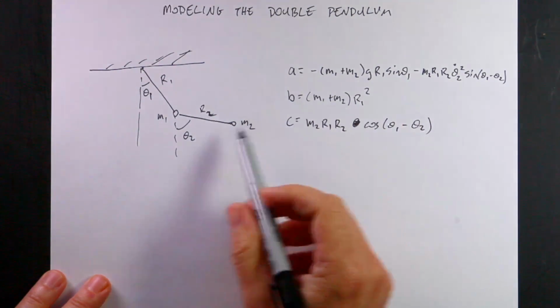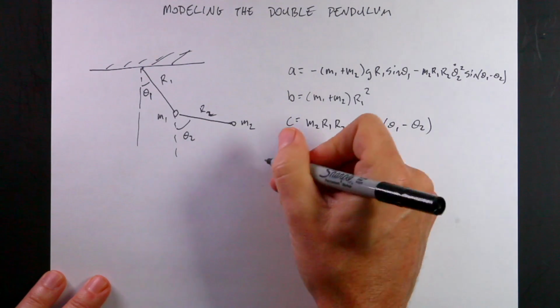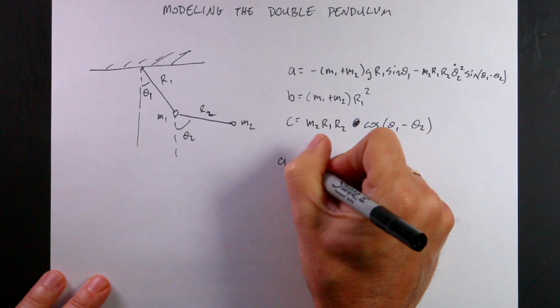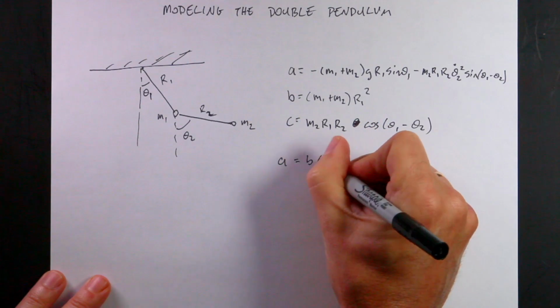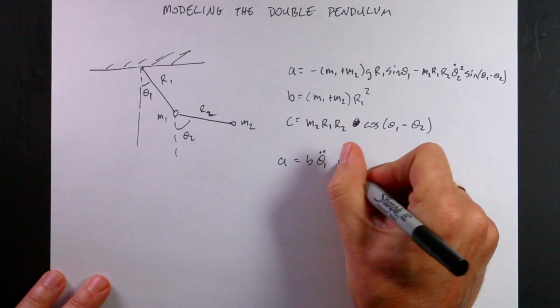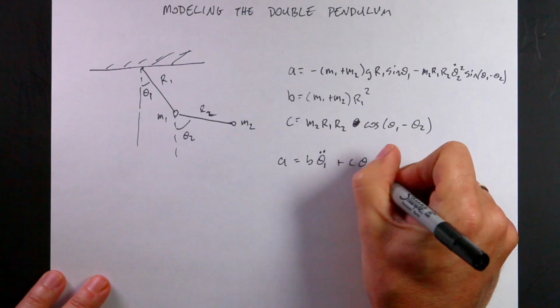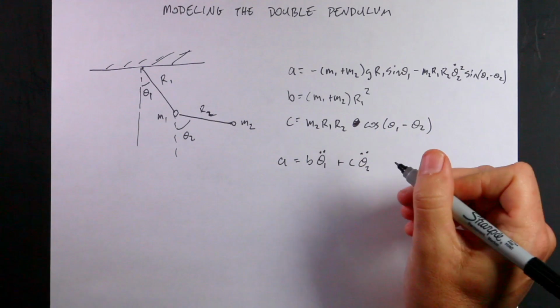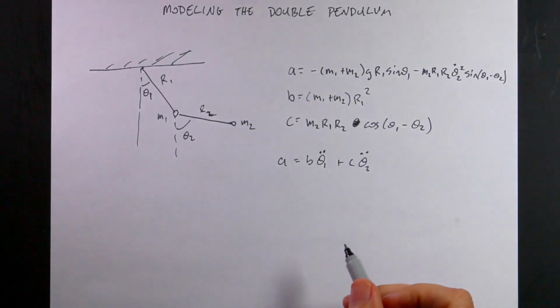So with that, my first differential equation looks like this: A equals B theta 1 double dot plus C theta 2 double dot. See, isn't that nice? That's a nicer equation.